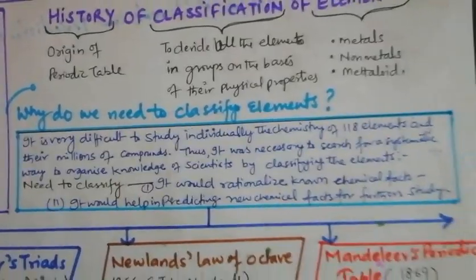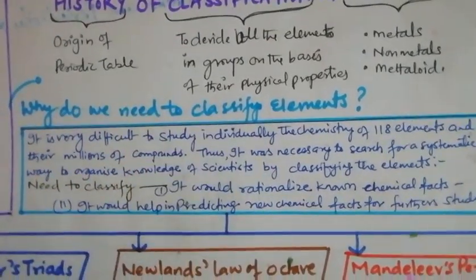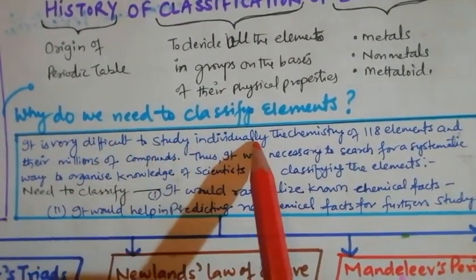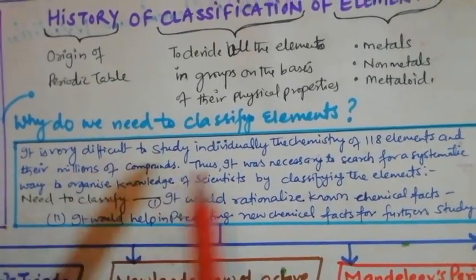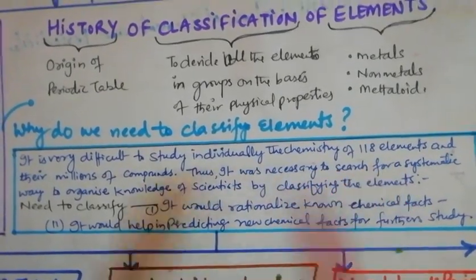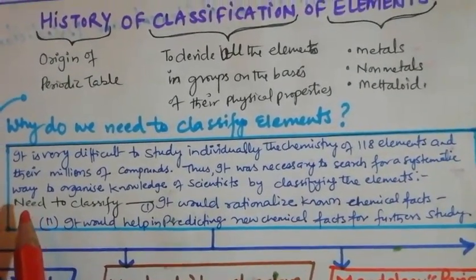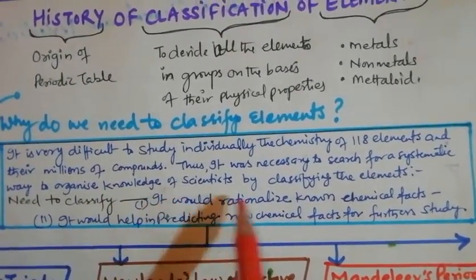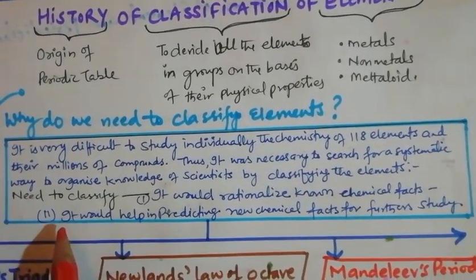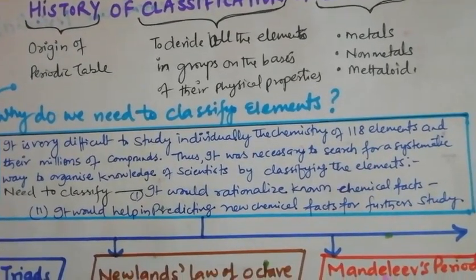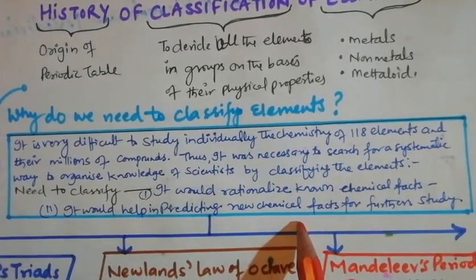Before starting its proper history, let's discuss this question: why do we need to classify elements? It is very difficult to study individually the chemistry of 118 elements, and there are millions of compounds. Thus it was necessary to search for a systematic way of organizing the knowledge of scientists by classifying the elements. There is a need to classify because it would rationalize known chemical facts. It will help us to know the basic chemistry between the elements. Second, it would help in predicting new chemical facts for further studies. It will help us to find new elements in the future also.